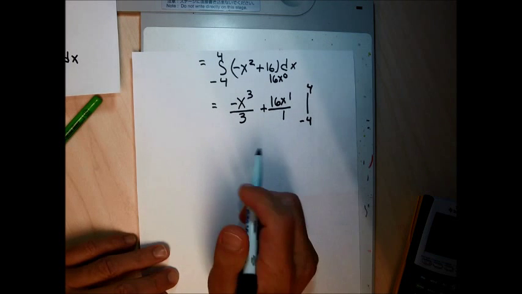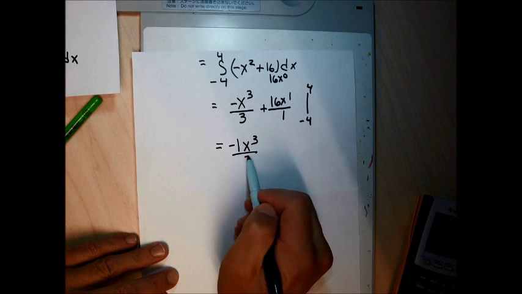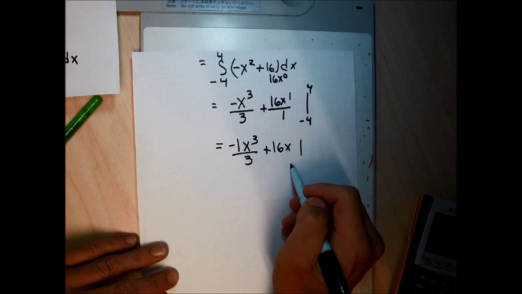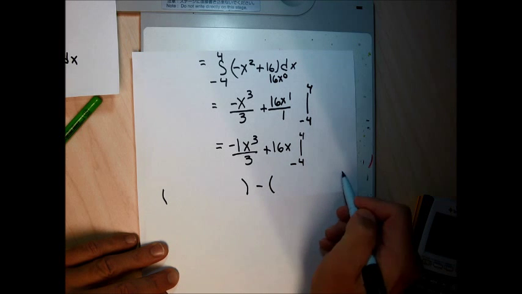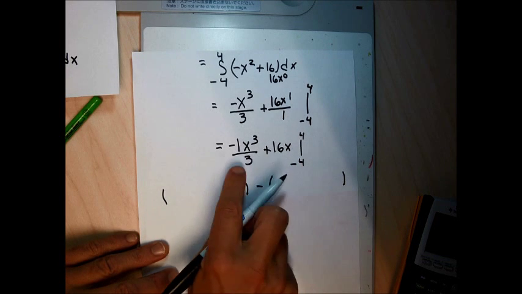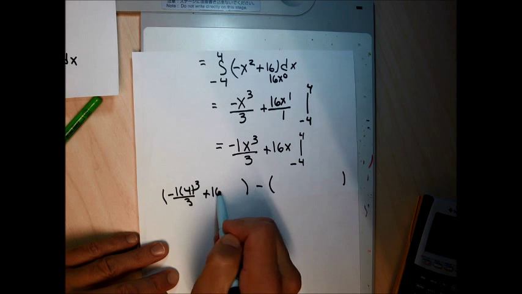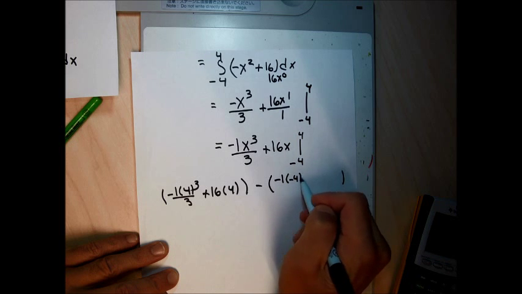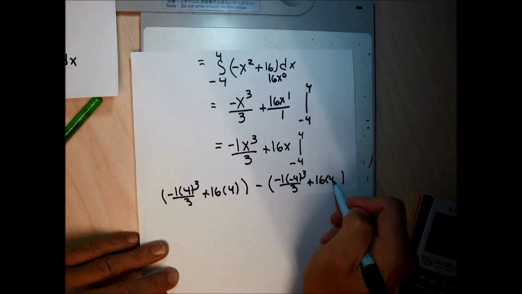I'm going to rewrite this a little bit better before I shove the numbers in. I'm going to write -1x cubed over 3 plus 16x. Having the -1 in front of the x cubed will make it easier for me when I go to enter my numbers in. So now I need to enter 4 and -4 in. In the first parentheses, I'm going to go -1 times 4 cubed over 3 plus 16 times 4. And in the second parentheses, I'm going to go -1 times -4 cubed over 3 plus 16 times -4.